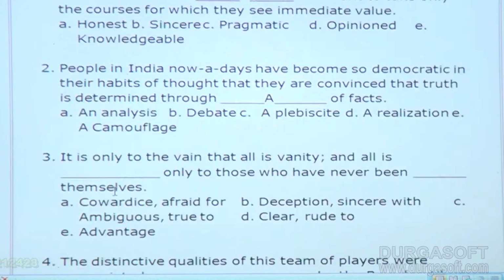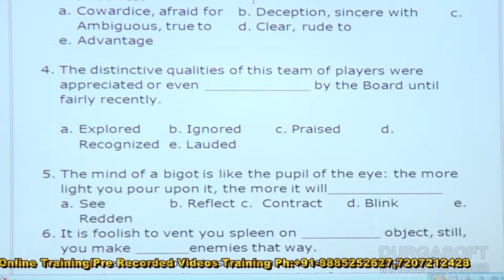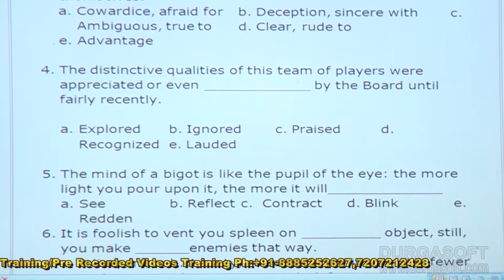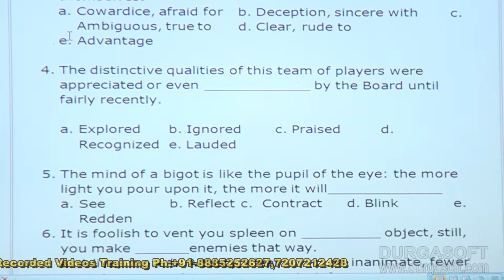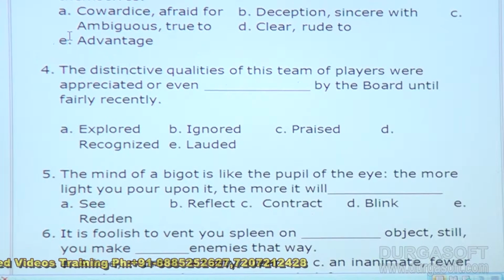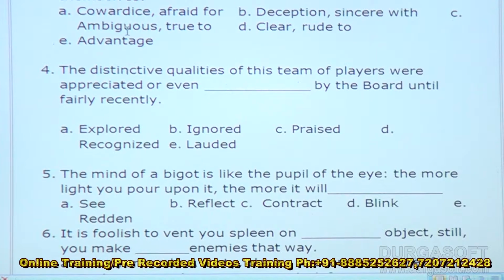Now let's go to the third question. It is only to the vain that all is vanity and all is blank, only to those who have never been themselves. Vain means worthless. Cowardice means not courageous. It is only to the vain that all is vanity and all is cowardice, only to those who have never been afraid for themselves. Not at all appropriate.